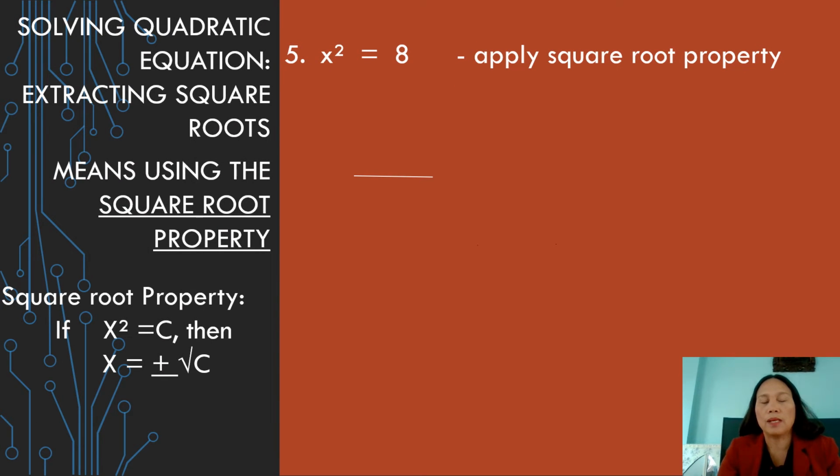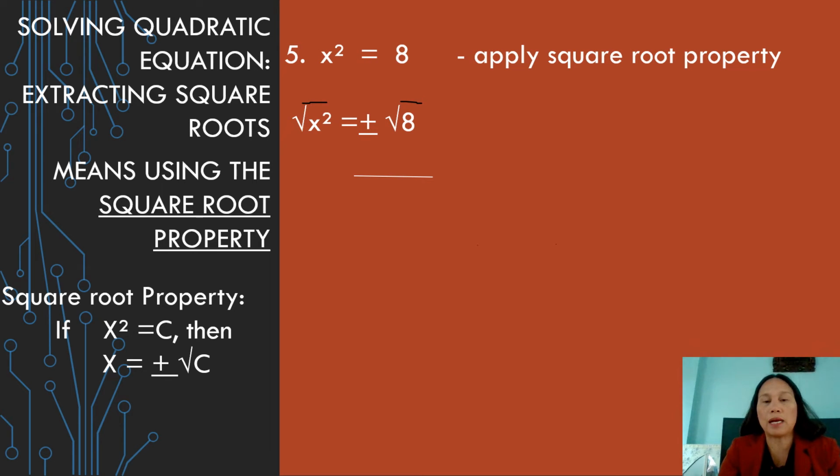Okay, another one. x squared is equal to 8. Now we can apply the square root property because it's already in that form, x squared is equal to c. So what I'm going to do now is extract the square root of both sides, and that is square root of x squared is equal to positive and negative square root of 8. Now, is 8 a perfect square? No, 8 is not a perfect square, but you can simplify this radical form because it's not yet in simplest form.